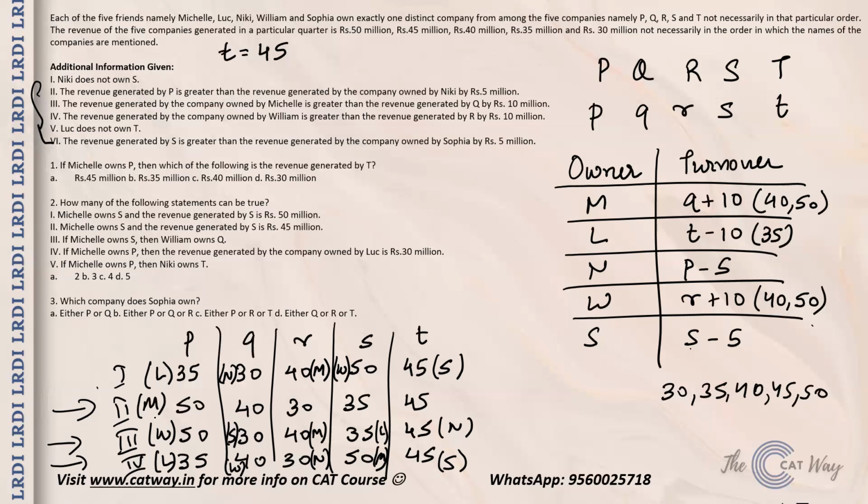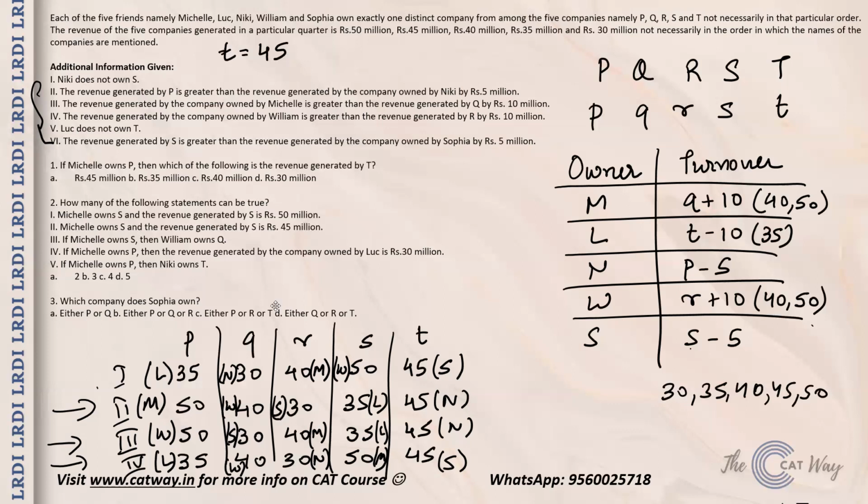And then for the one case that is left, P will be taken by Michelle. Luke will be taking S. Nikki will be taking T. William will be taking Q, and Sophia will be taking R. So now we have solved the set.